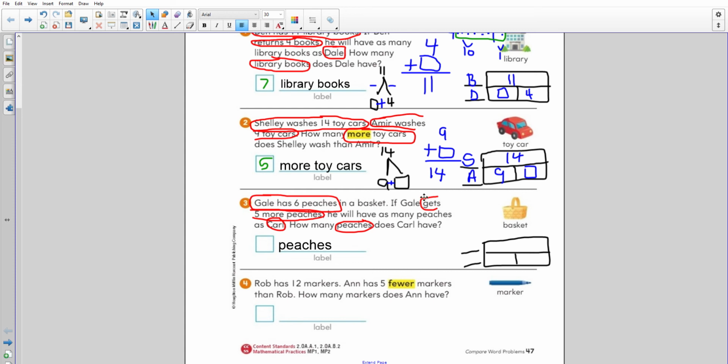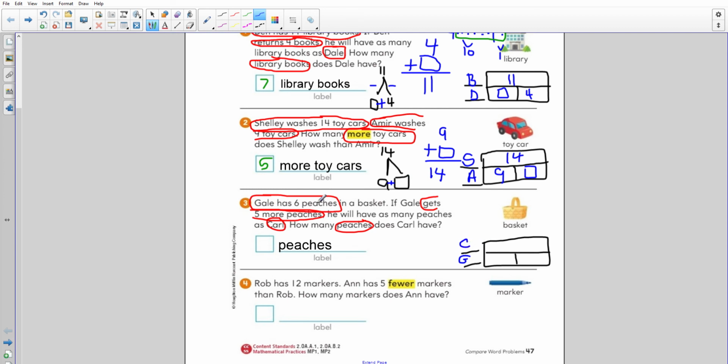Then it says, if Gail gets 5 more. Well, if Gail has 6 and she gets more, that means her number is going to be adding to get larger. So when I think of that carefully, that tells me that Gail did not have the larger number. She had a smaller one because she needed more. And Carl had the larger number.